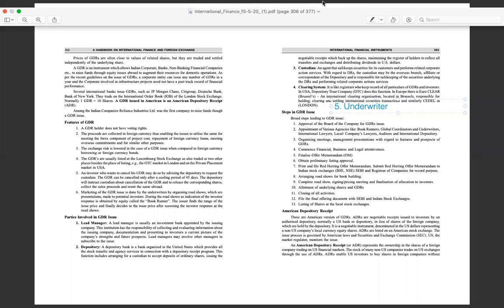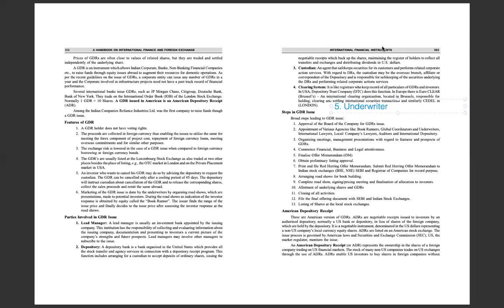Now see, let me just summarize what I said. First, it has to get an approval from the board that it is going to raise capital. Once the board approves, it will go ahead with the raising of capital. Once it has got approval from the board, it is going to proceed with appointing these people like your lead manager, depository.